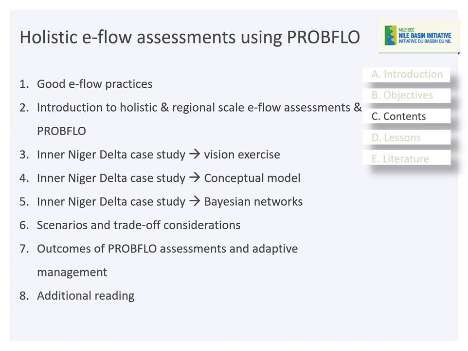We're going to look at the application of Bayesian networks as the foundation on which the modeling for the study was undertaken, including the determination of environmental flows. We're going to look at some scenarios and trade-off considerations. We're going to look at the outcomes of the PROBFLO assessment and its implementation in the context of adaptive management, and then I'll provide some additional reading.